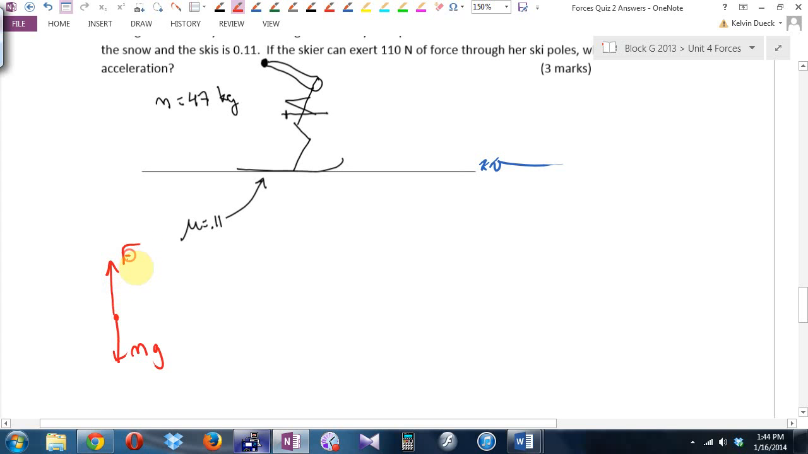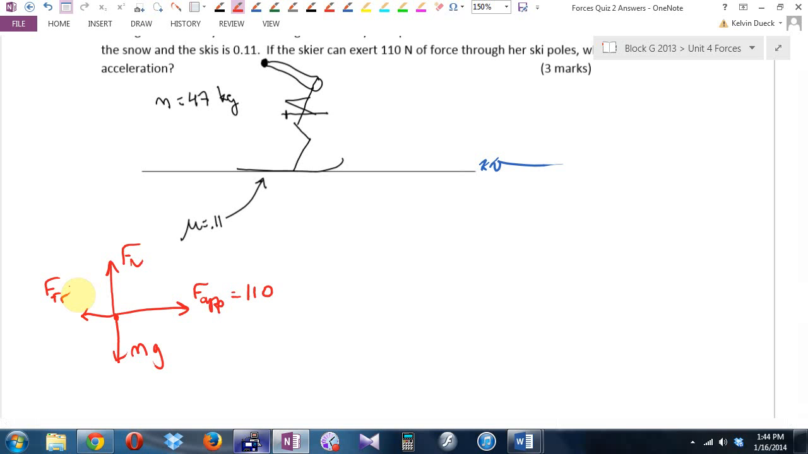I think a normal force up. I think there's an applied force of 110 newtons. And friction slowing her down. By the way, that 110 newtons actually isn't her ski poles, because which way do you push with the ski poles? Backwards. So what's pushing you forwards?